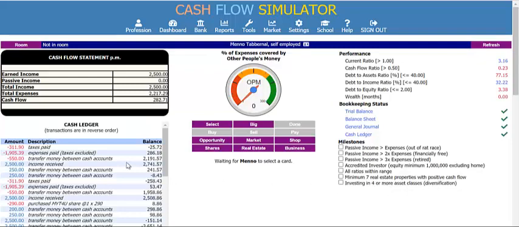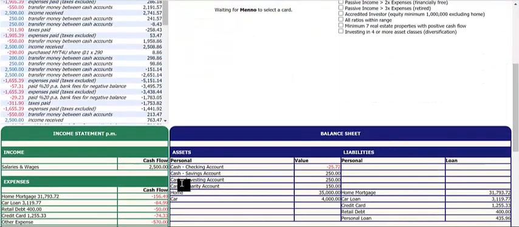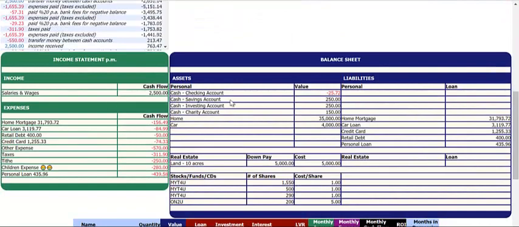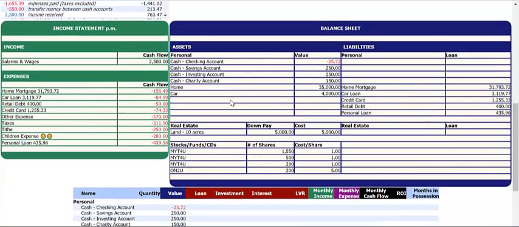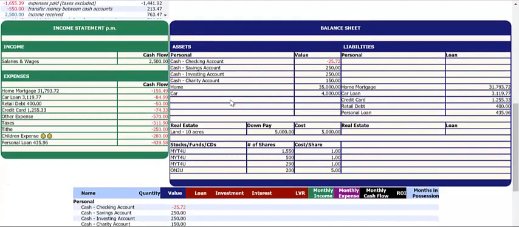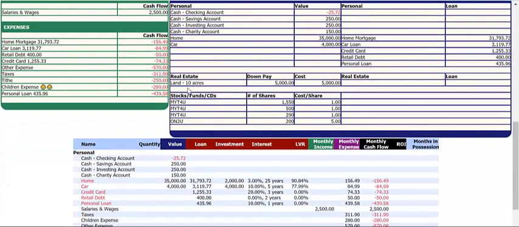Okay, we also have our cash ledger. And further down the bottom, we have our income statement. We have our balance sheet showing everything that we possess. I've also already bought some real estate and bought some stocks. I have some children's expenses as well. All sorts of different things have been happening.